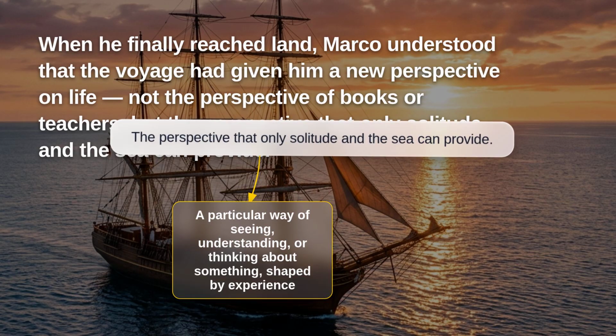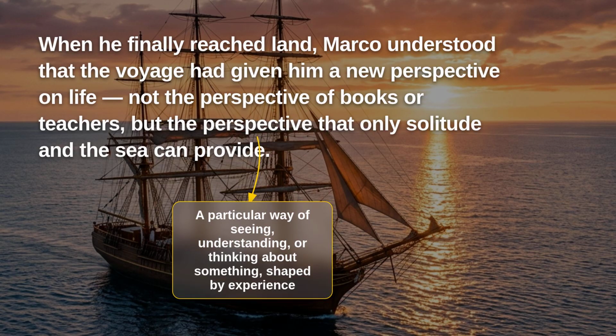The perspective that only solitude and the sea can provide. The, again, because it is made specific by the clause that follows it, the one that only solitude and the sea provide. And look at solitude and the sea. Solitude has no article. It is the general concept, just like in sentence 1. But sea has the because it refers to the specific sea Marco crossed.